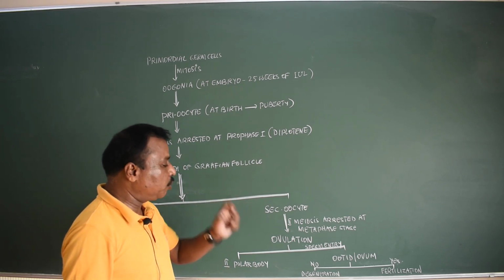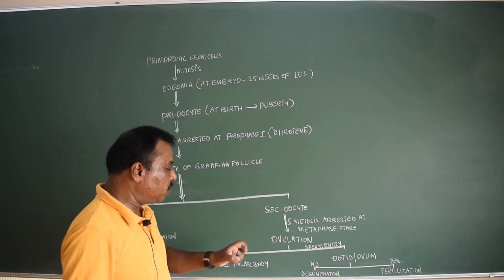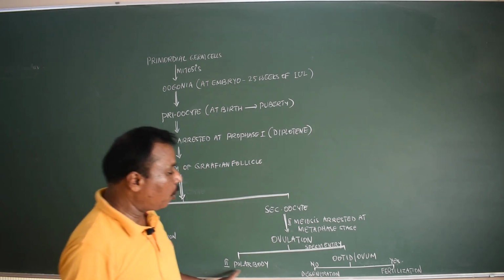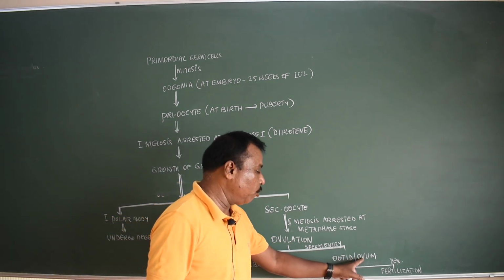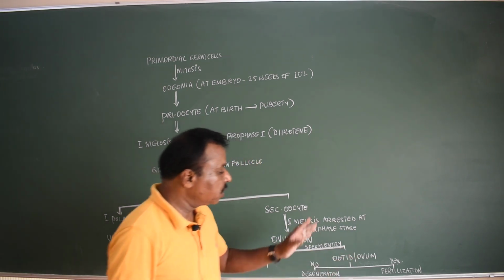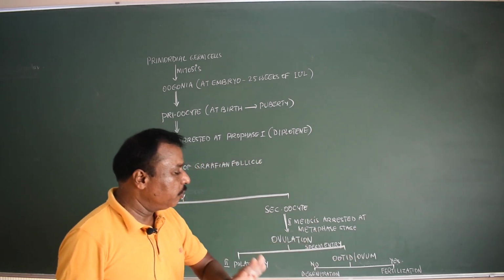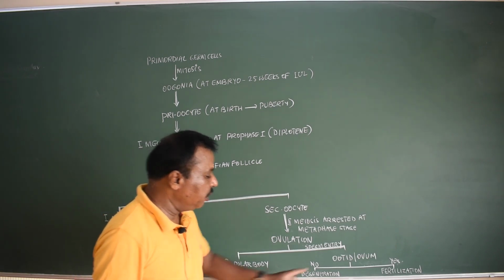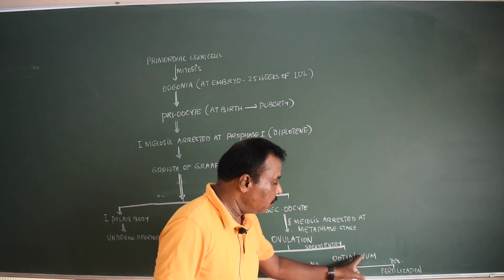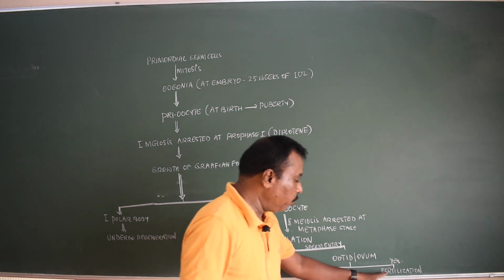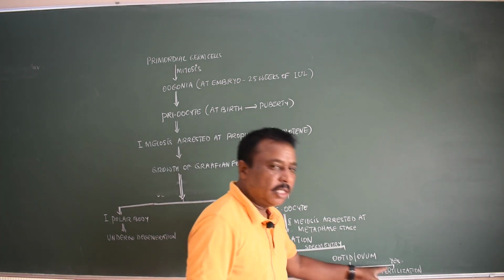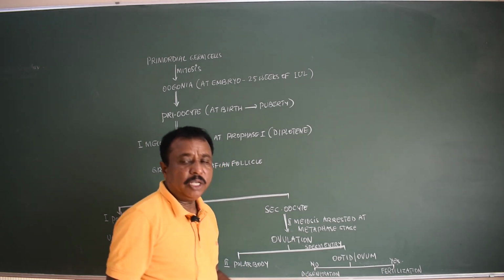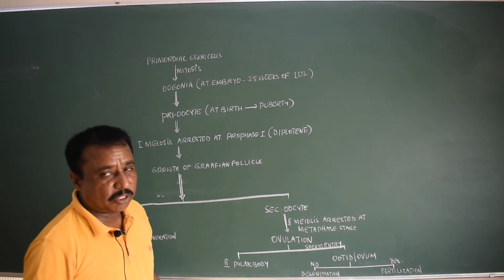After entry of the sperm, before fusion of the nucleus, the secondary oocyte divides into the second polar body and the ootid or ovum, where this ovum can directly take part in reproduction without undergoing change, unlike the spermatids. And this ootid develops into an embryo if it is fertilized. If it is not fertilized, it undergoes degeneration. This is the overall schematic representation of oogenesis.